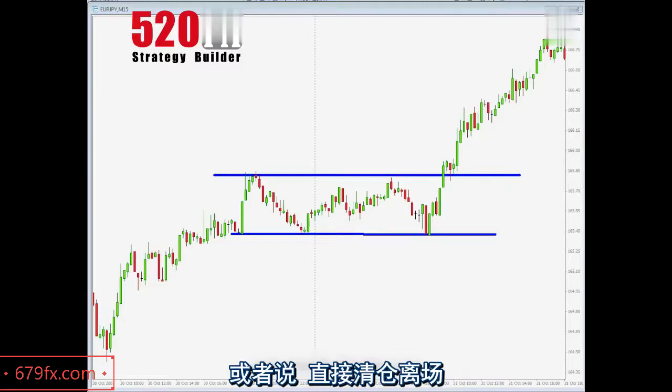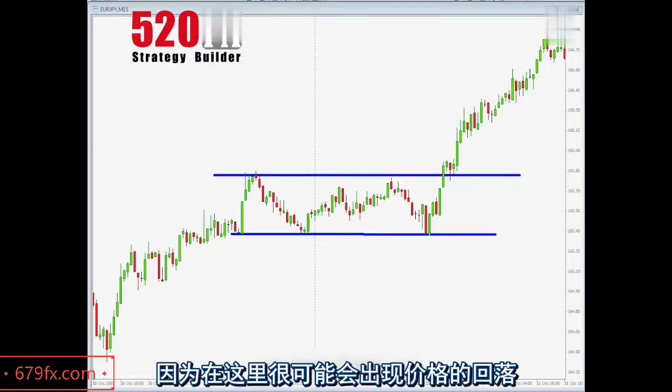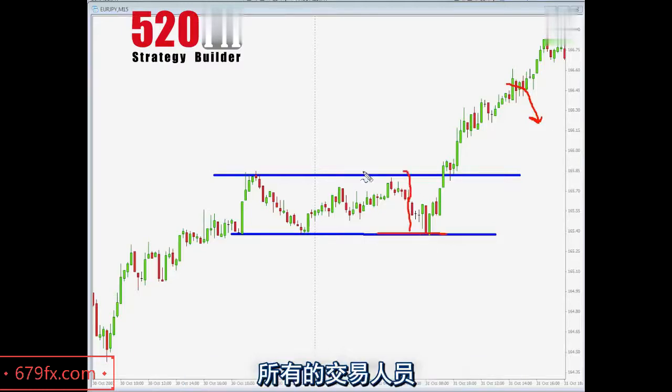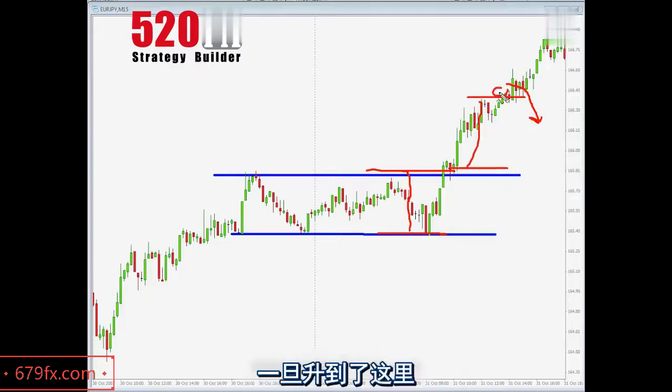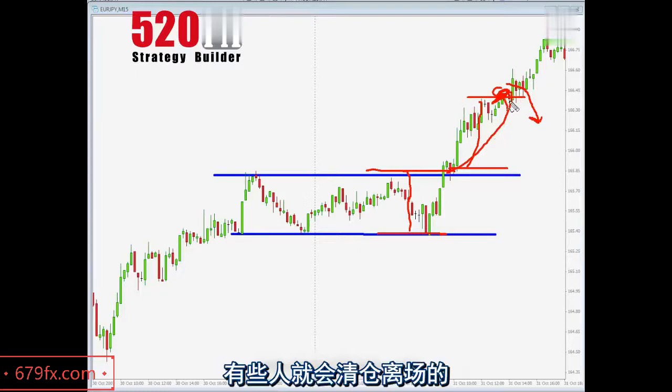because sometimes it is to be expected to see a pullback, or at least a minor pullback from that level. All the people that have been waiting for this breakout to take place, once it does, they run in momentum up to that level, up to those 50 pips, and from that, some of the conservative traders will perhaps be closing down their positions, and therefore price could see a retracement.